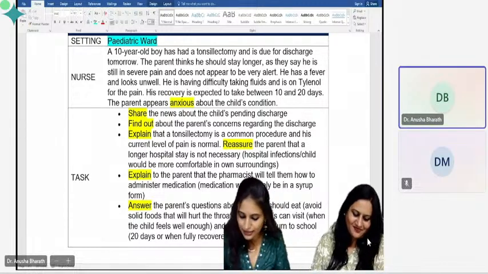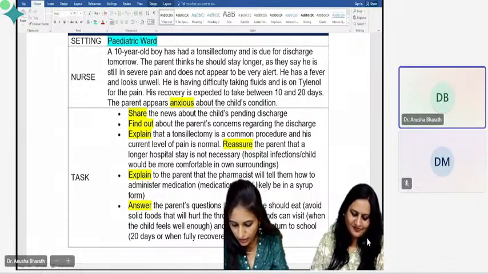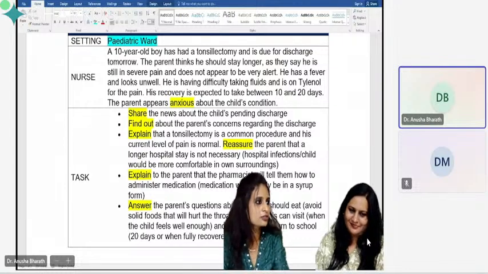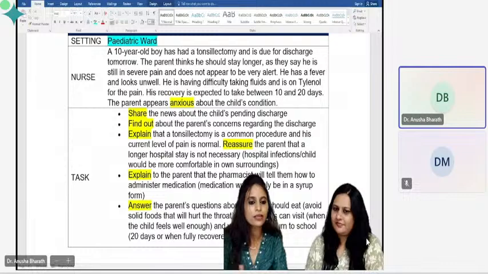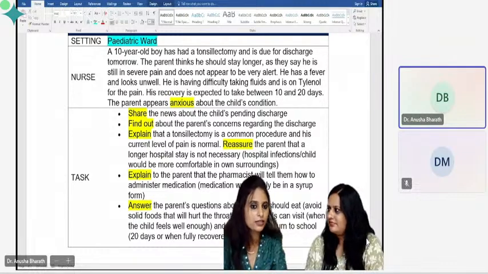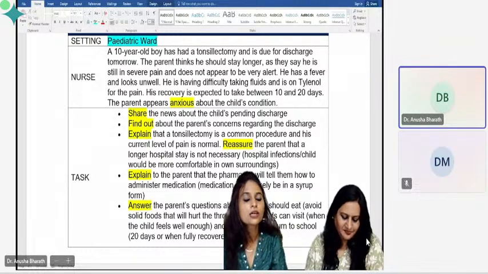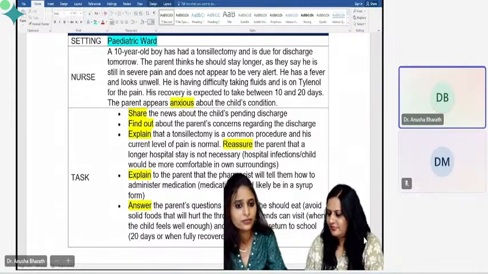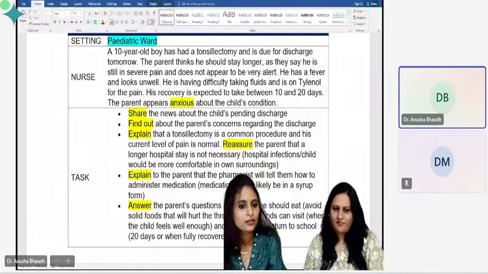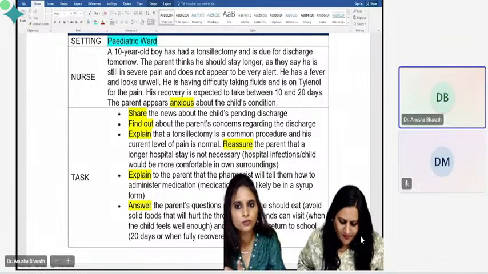Let's rephrase it for you, because saying the condition of the child would make the parent more anxious. If we are using these words, the parent will get more anxious because they're already anxious. We don't want to worsen the situation. So let us just look into how it goes. This is just a sample for you guys, to understand how you can do this particular role play.